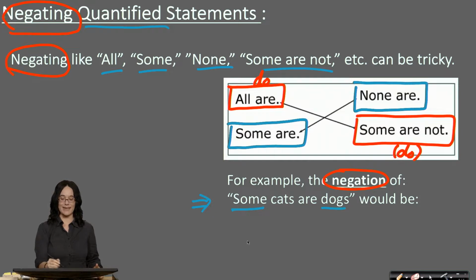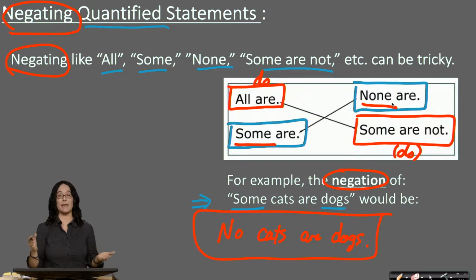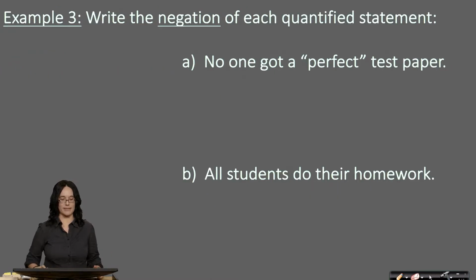So did you say that no cats are dogs? If you did, you would be correct, because the negation of some is none or no one. So again, make sure that you don't overdo it. You don't have to prove that everything is the opposite of what I have. You just have to show that there is one case to disprove a none or an all, vice versa. Okay, so let's take a look at our next slide, putting this all to practice.